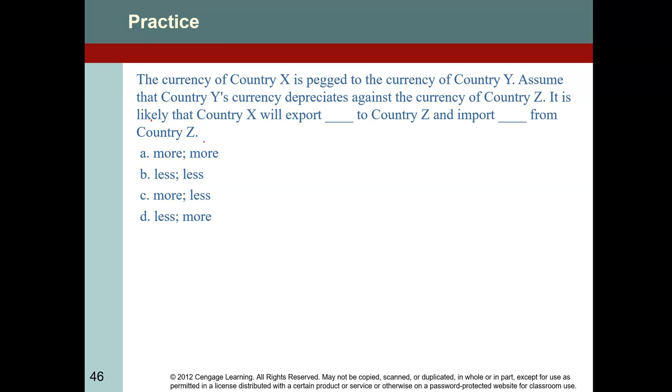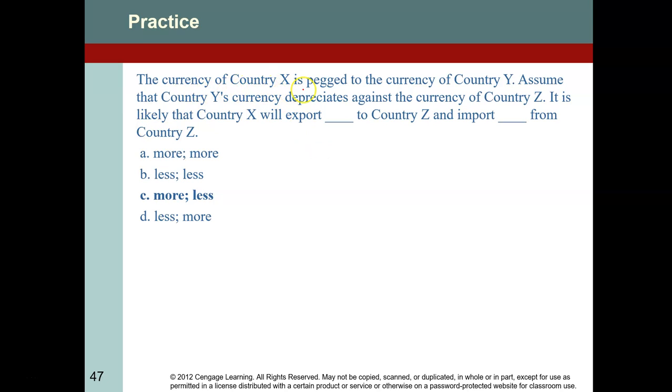Okay, I'm gonna show you the next slide with the answer. So if you need more time, you can continue pausing the video. If not, let's look at the next slide. Okay, the right answer is C.